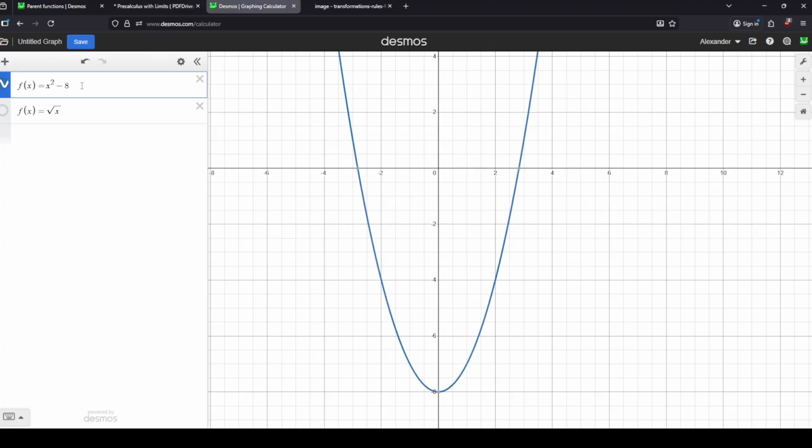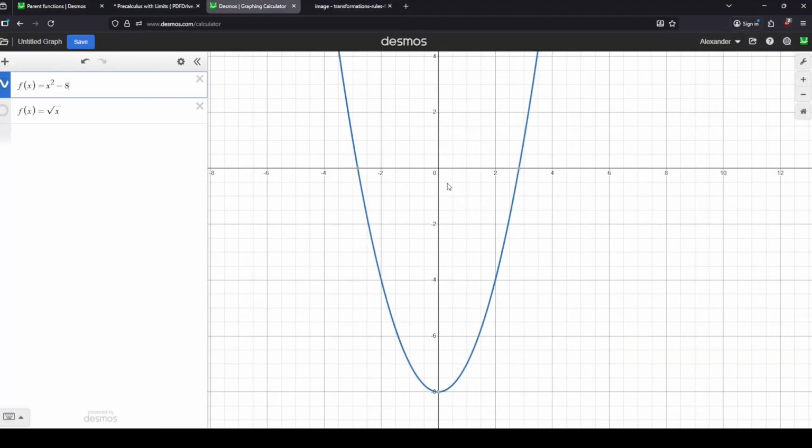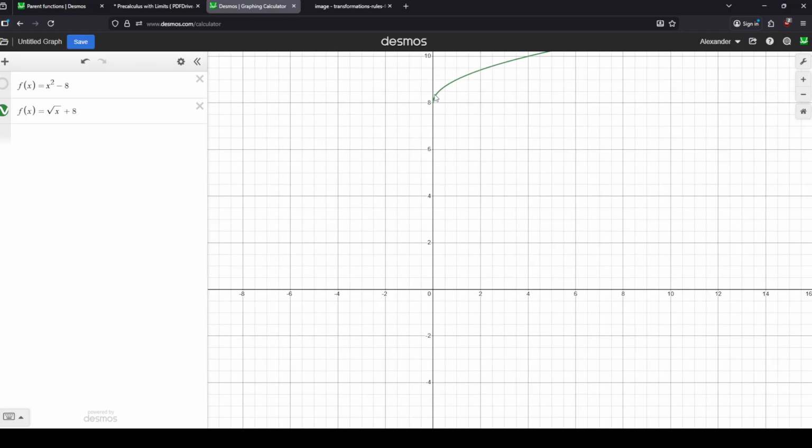So if you add or subtract a value to the entire function, it just moves it up or down. Same thing will happen with this square root function. If we add 8, it'll shift it up 8 units. We subtract 1, shifts it down 1 unit. That's all vertical translations are. Those are arguably the easiest to work with.